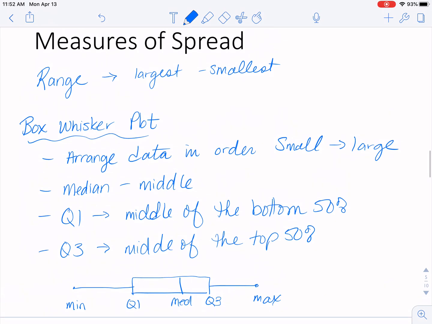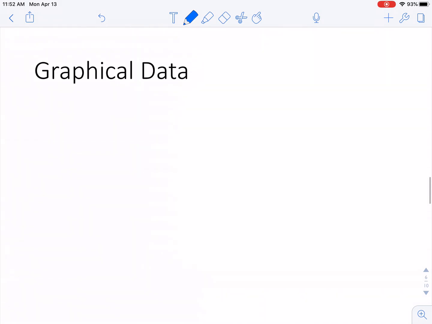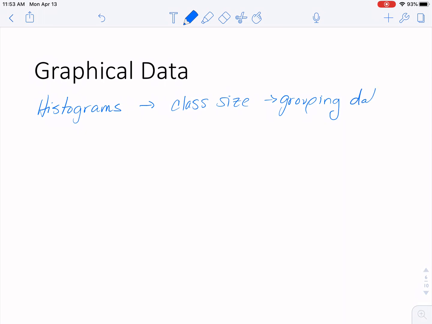So measures of spread. Graphical data. What we're going to look at is histograms. In a histogram, you want to come up with a class size. So you want to figure out how you want to group your data. Okay, so class size is grouping data. And you will also look at a box and whisker plot.